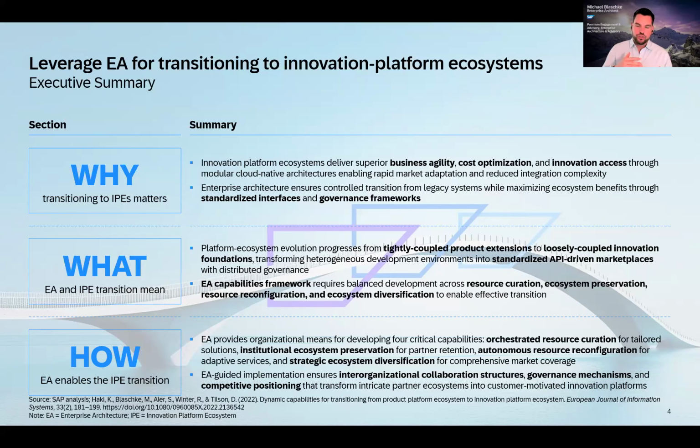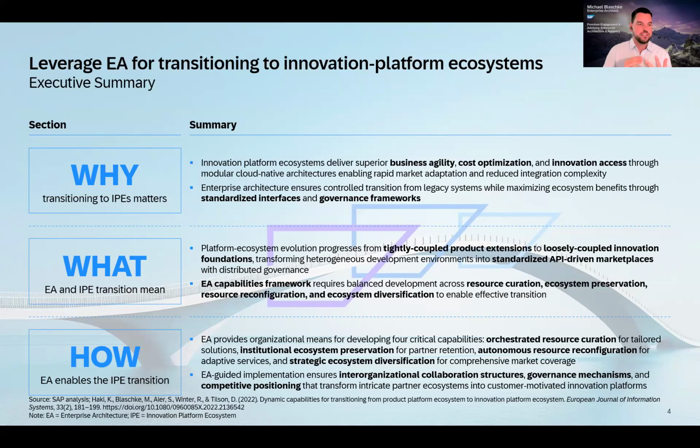The evolution to IPEs moves from tightly coupled product extensions, where everything is connected and hard to change, to more loosely coupled innovation foundations where components can be easily recombined. And in this context, enterprise architecture ensures this transition happens safely and systematically, preventing disruption to business operations, while at the same time unlocking new business capabilities.